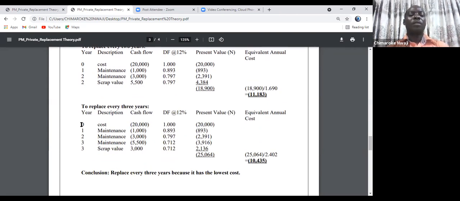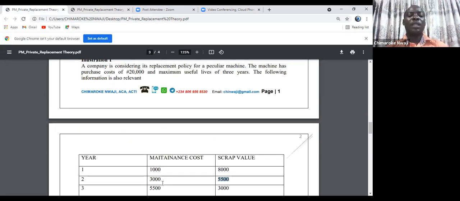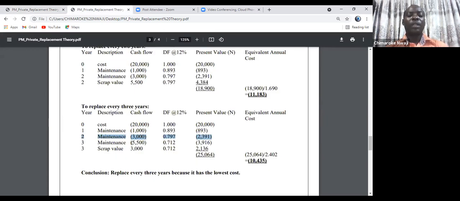Okay, for year 0, it remains the same figure. Your year 1 maintenance figure still remains. Your year 2 maintenance figure still remains. Now, your year 3, you were told that the maintenance figure increased to 5,500. So that's it. Now let's see what is the discount factor for year 3.